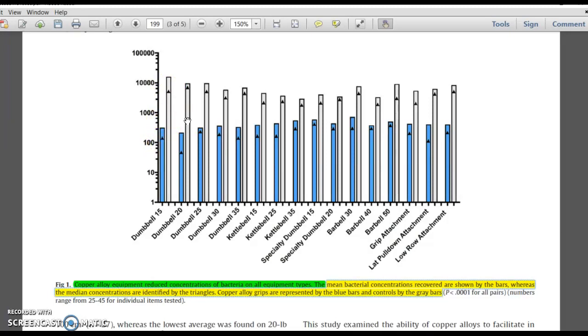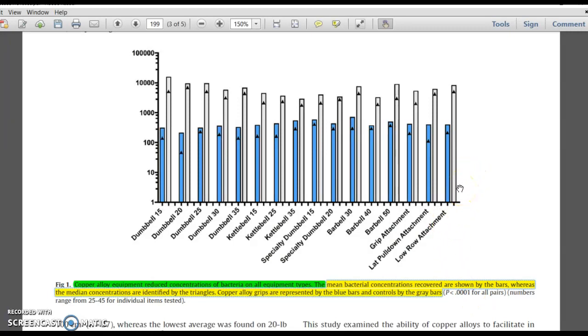So they sampled lots and lots of different 15-pound dumbbells. The average was this bar right here, and the median amount of bacteria is where the triangle is on that bar. So it's just two ways of representing that data. For now, I want you to ignore these p-values, p less than 0.001 for all pairs. We'll talk more about that next week when we talk about data representations.